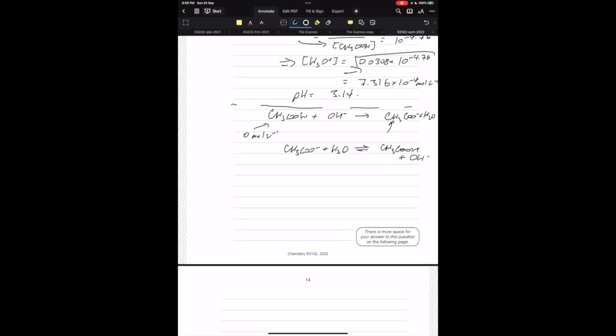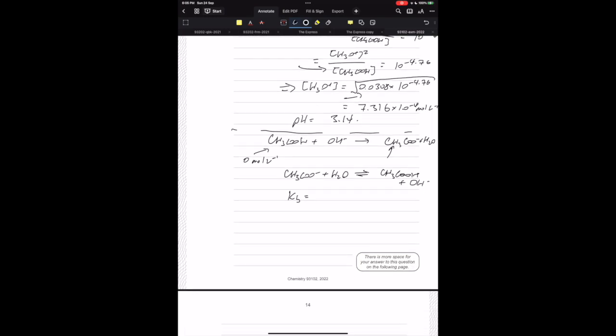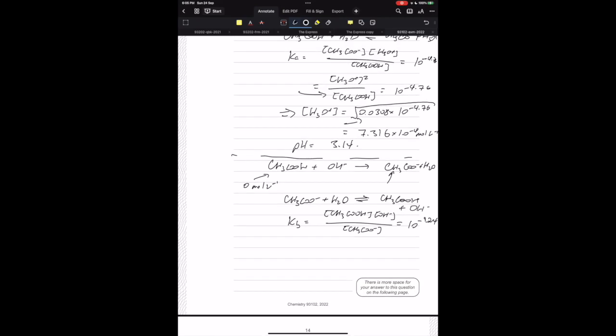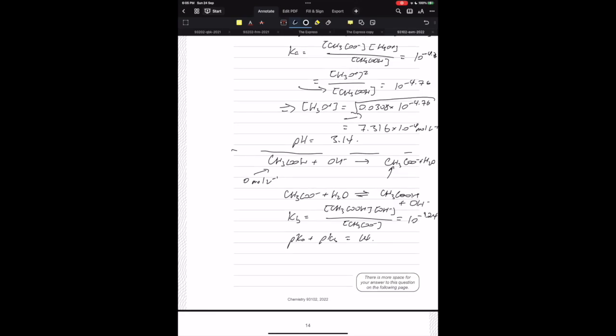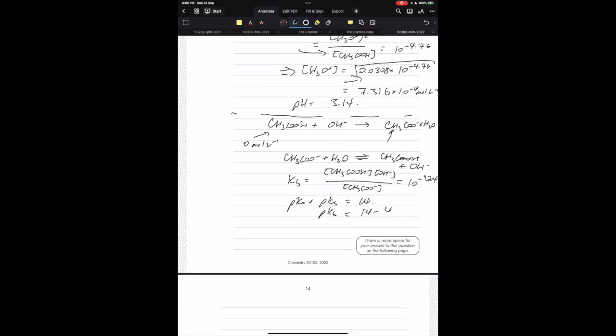So we can write out the Kb expression. If you're not familiar with Kb, it's like Ka, but instead of for acids, it's for bases. So Kb in this case is the ethanoic acid times the hydroxide ions over CH3COO minus. And that is equal to 10 to the negative 9.24. And 9.24 is simply because pKa plus pKb, this is just a formula that you should know, is equal to 14. So pKb is equal to 14 minus whatever pKa was, 4.76, which is 9.24.